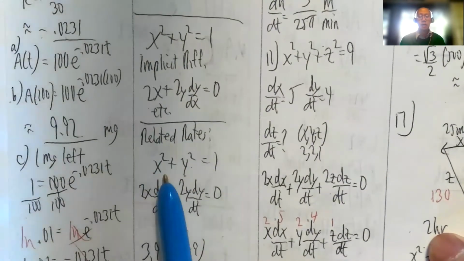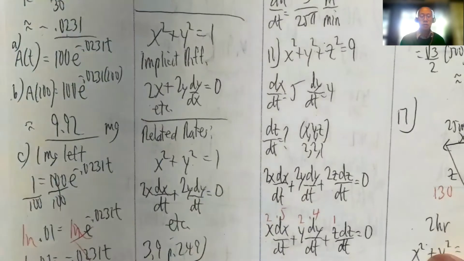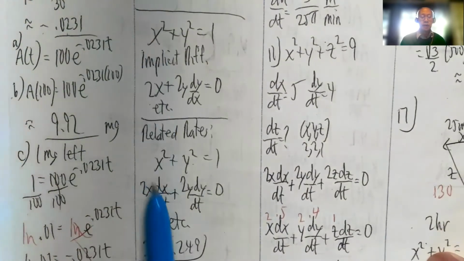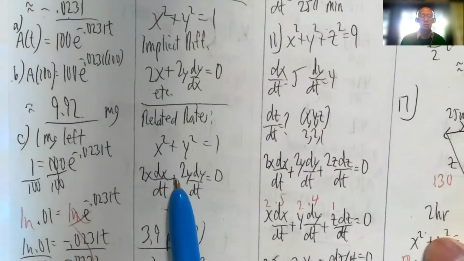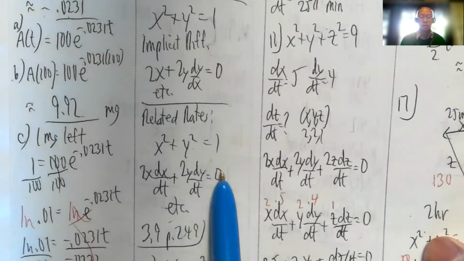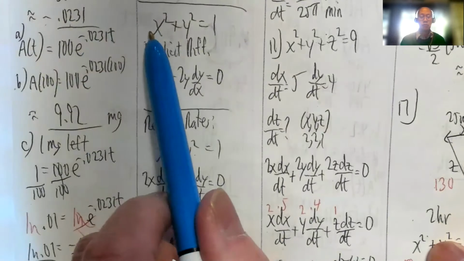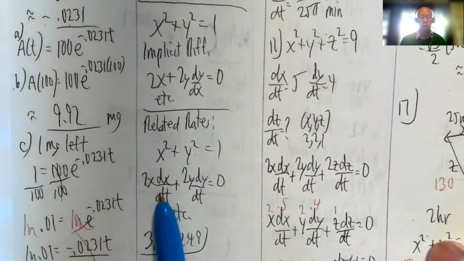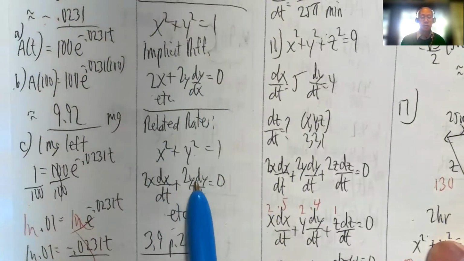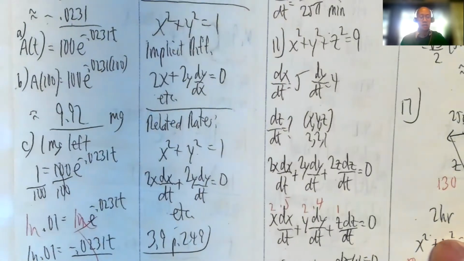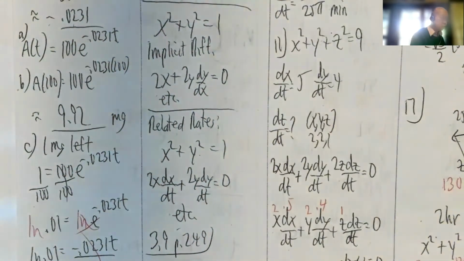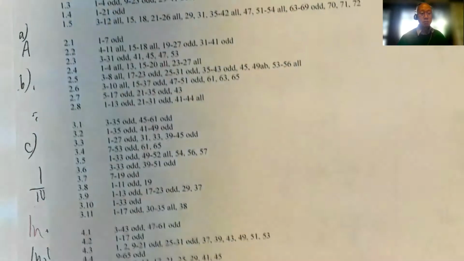So same equation, x squared plus y squared equals 1. Notice it's 2x dx dt plus 2y dy dt equals 0. Since we're differentiating with respect to t, we assume both x and y are functions of t. So from the chain rule, they both need a dx dt or dy dt, as the case may be. So let me show you the problems.